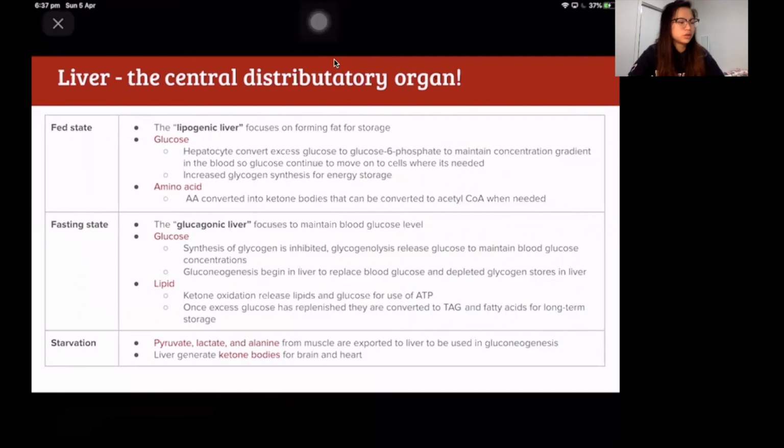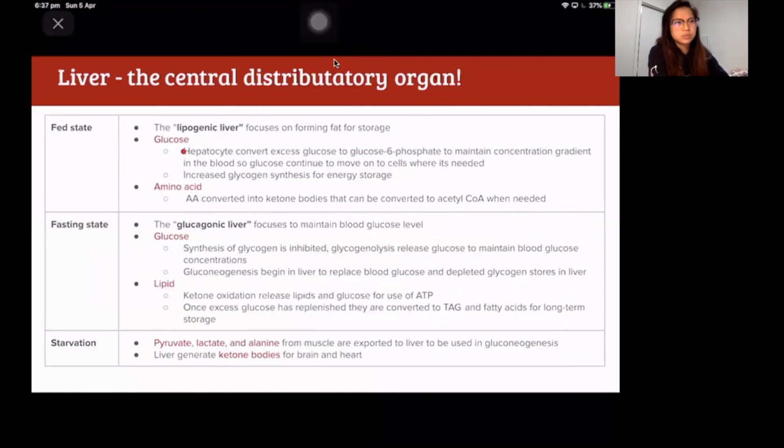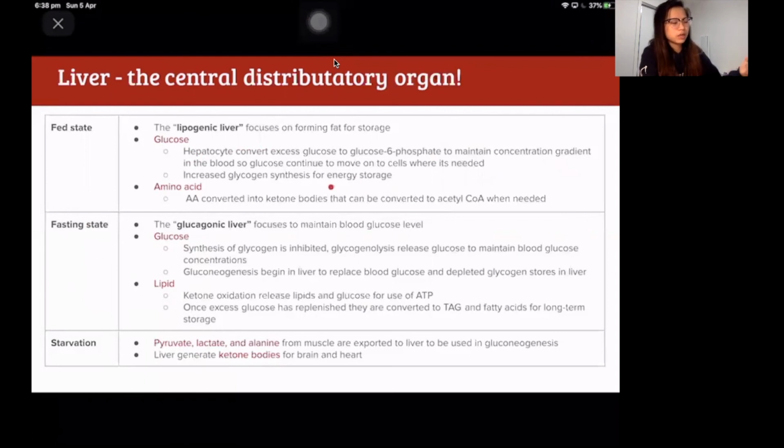And so in terms of glucose, let me get my pointer out. In terms of glucose, obviously any glucose in the body is used by all the different tissues for energy synthesis. And hepatocytes, liver cells, convert any excess glucose to G6P. So this commits it to being used for the synthesis of glycogen. The process of doing this also maintains the concentration gradient of glucose in the blood, so that the glucose, instead of keep going into the liver, knows to move on to other cells where it's needed.